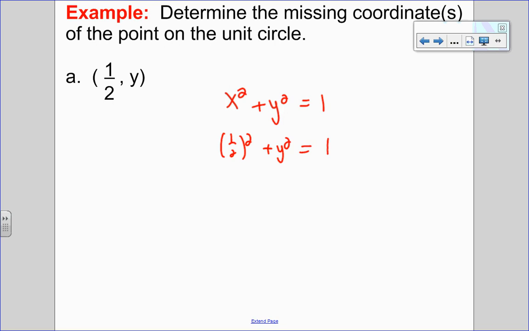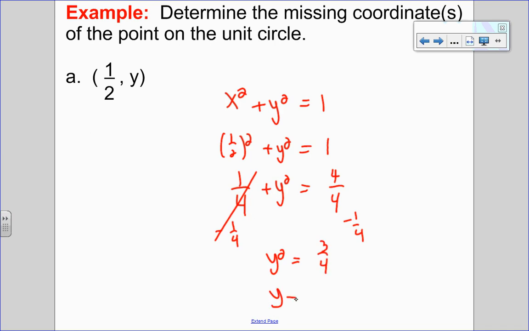So 1 squared over 2 squared. Now I see the denominator's out of 4, so I'm just going to write 1 as 4 out of 4, so it has the same denominator. And then to get y by itself, I will subtract a quarter from both sides. So a quarter take away a quarter is 0. y squared equals 3 out of 4.